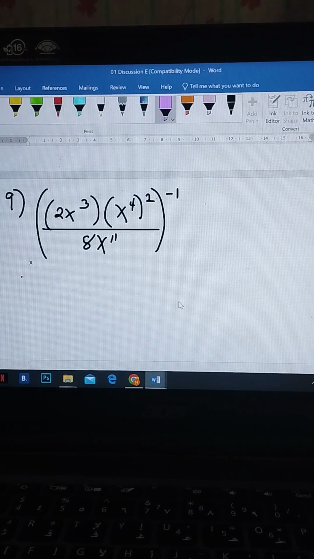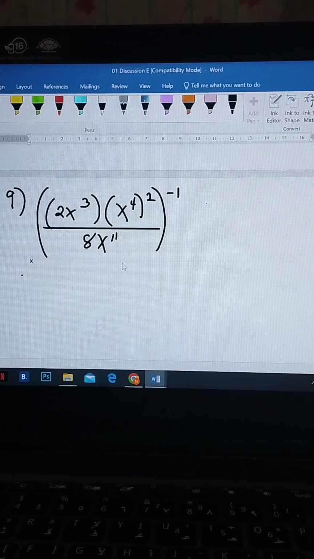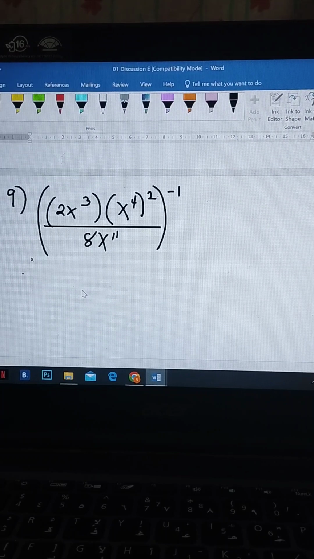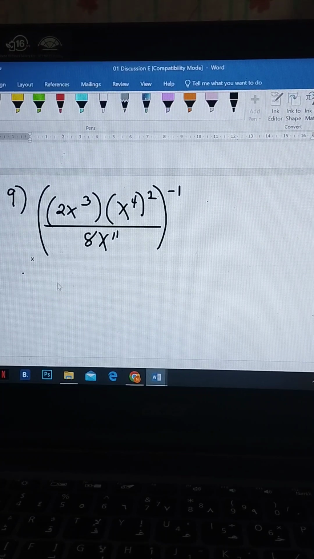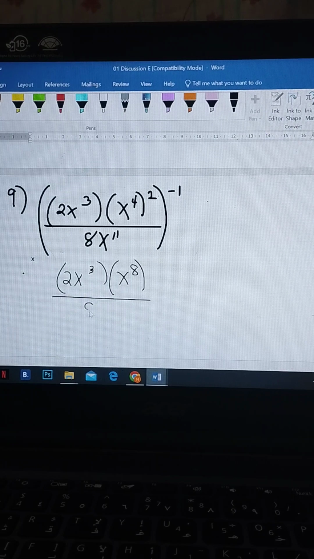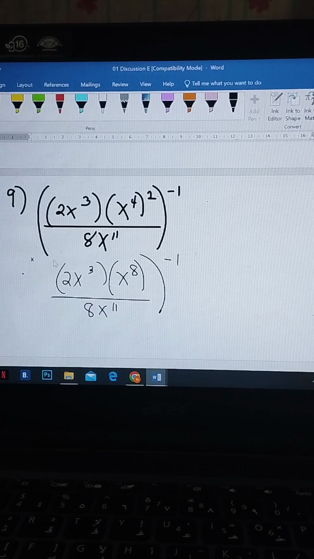Number 9. So perform what is inside the parenthesis first. 2x cubed times, so 2x cubed times x raised to 4 times 2 is x raised to 8 all over 8x raised to 11, raised to negative 1.